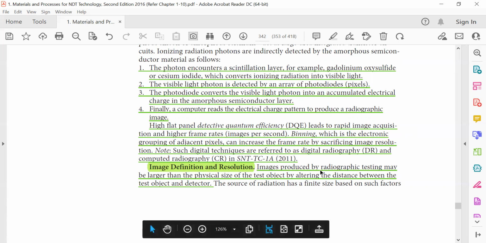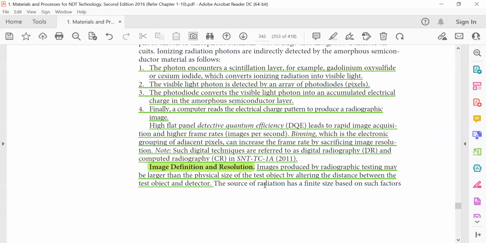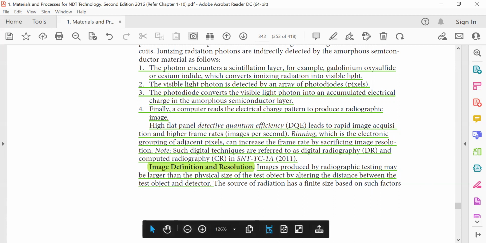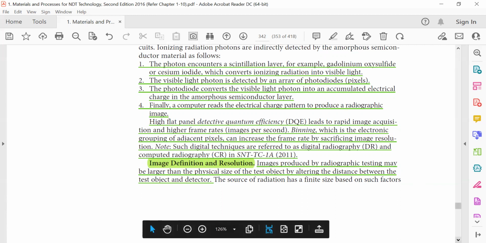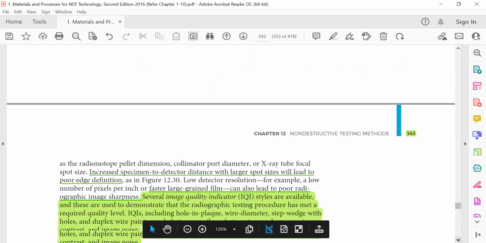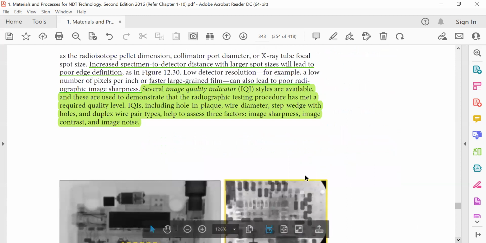Image definition and resolution. Images produced by radiographic testing may be larger than the physical size of the test object by altering the distance between the test object and detector. Increased specimen to detector distance with larger spot size will lead to poor edge definition.